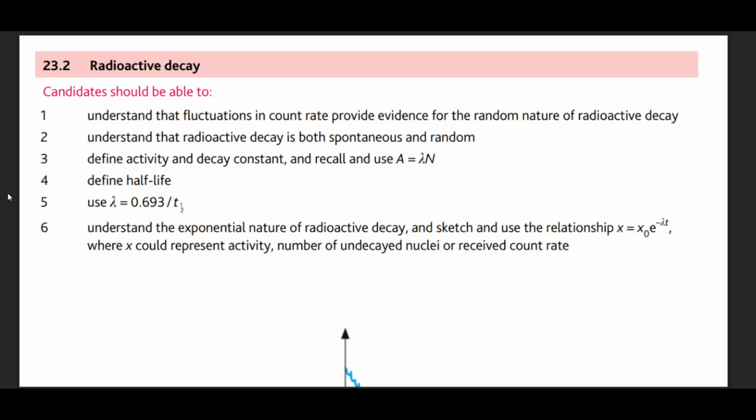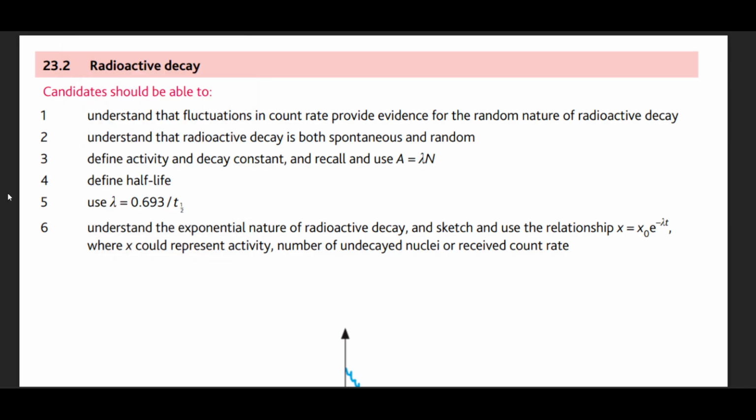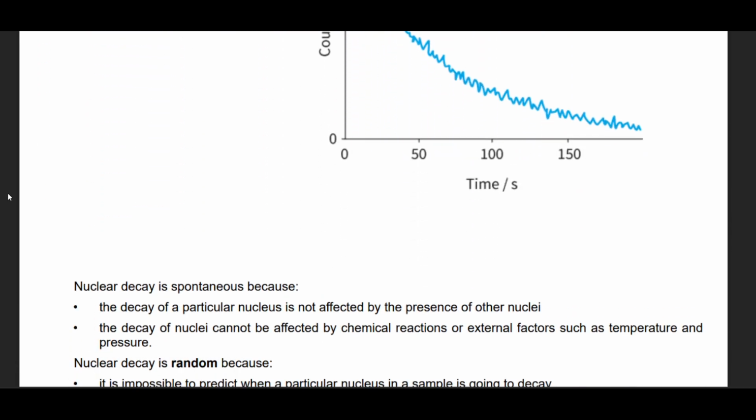This is the second part for nuclear physics. In this, we will see what it means to be spontaneous and what is the meaning of the random nature of radioactive decay. So first, we will talk about randomness of radioactive decay. What is the meaning of being random?